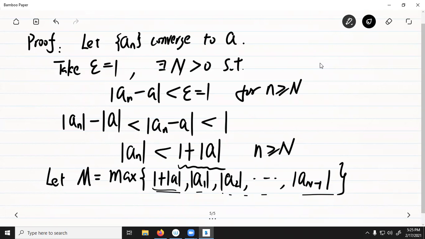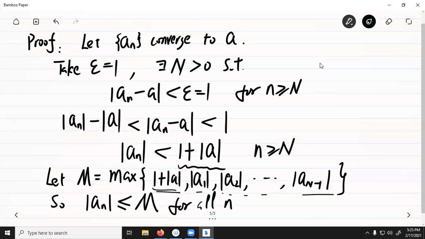So this a_n is less than or equal to this capital M. It's obvious, right? For all n. So this M is the maximum value, so it must be greater than or equal to the absolute value of a1, greater than or equal to the absolute value of a2, right? Greater than or equal to the absolute value of a_(n minus 1). And how about a_(n plus 1)? It is always bounded by 1 plus a.